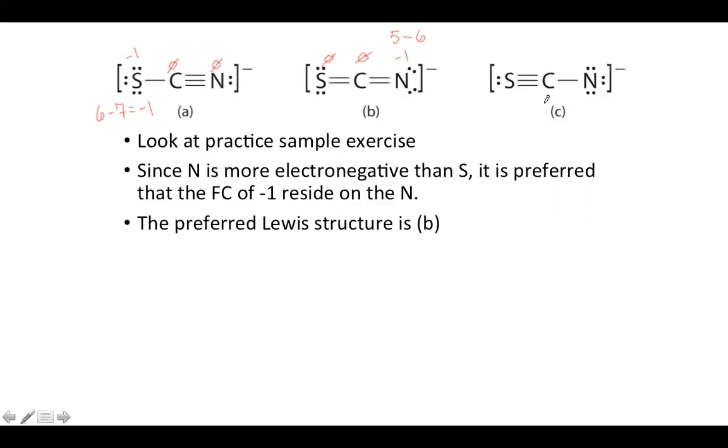In picture C, the sulfur has 1, 2, 3, 4, 5, and it has 6 valence electrons, so it has a formal charge of +1. This carbon, again, is going to be 0, and this nitrogen is going to be 1, 2, 3, 4, 5, 6, 7. So it gets a formal charge of -2.